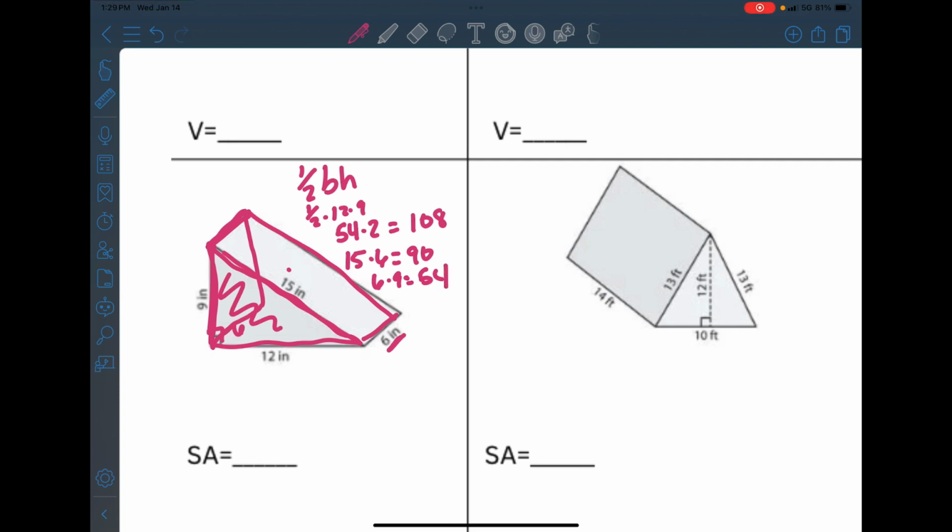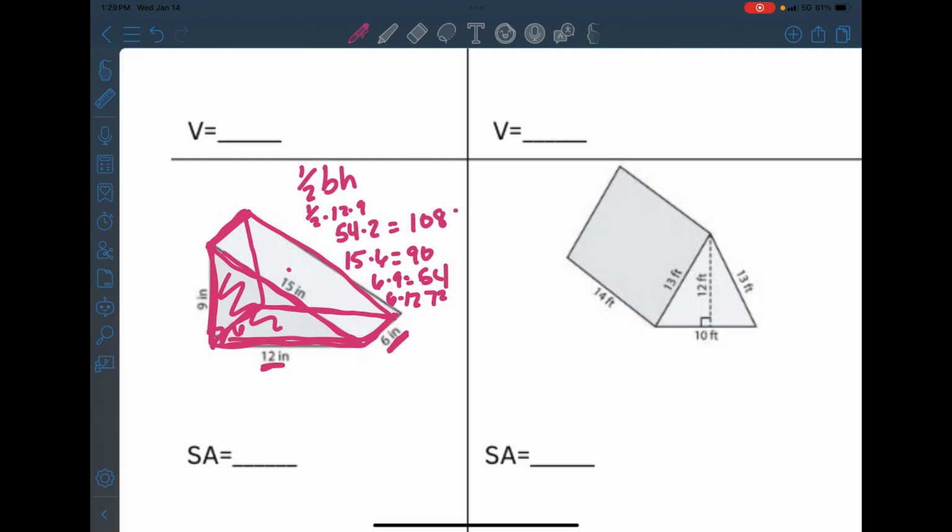And then you have this bottom rectangle. So my triangular ones are not always the same. So you have this bottom rectangle. It's a 6 by 12. Remember, we're finding the area of a rectangle. You're not taking half. That's only for a triangle. So 6 times 12, you get 72.